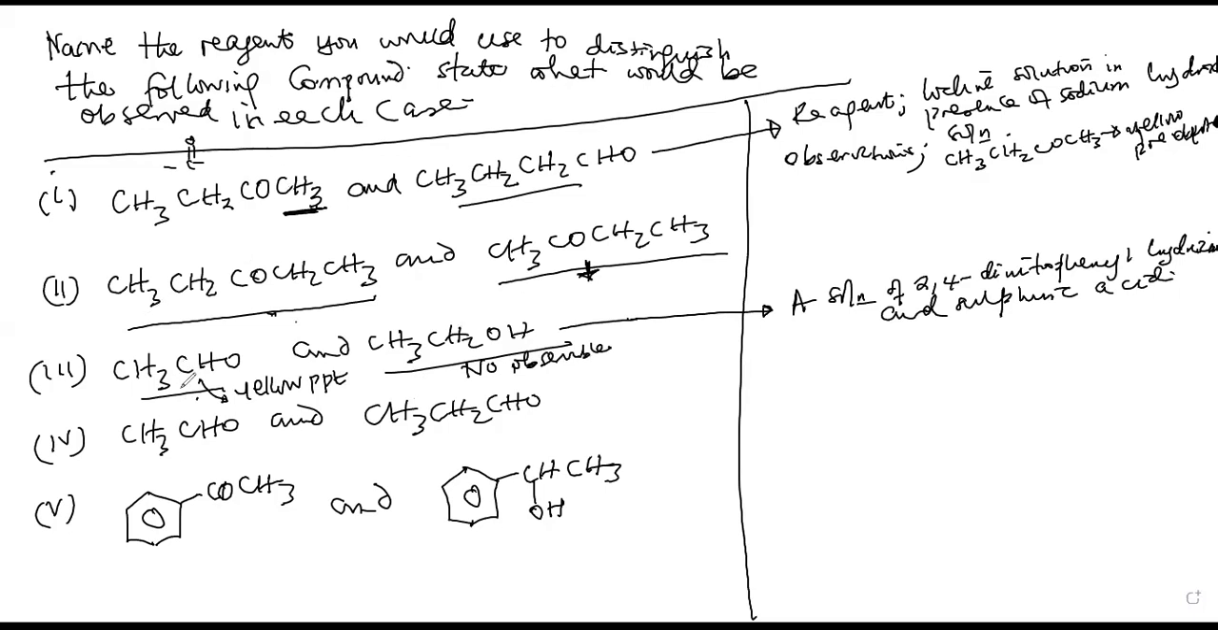This one being an aldehyde, if one uses ammoniacal silver nitrate, it will show a silver mirror, while this one will show no observable change. Someone is asking about part two. We say that the moment you see a methyl group attached to the carbonyl carbon, you must use an iodoform reagent, which is iodine solution in presence of sodium hydroxide solution. So this is CH3CO, meaning the methyl is attached to the carbonyl carbon. So it will show a positive test. It will form a yellow precipitate with the iodoform, while this will have no observable change.